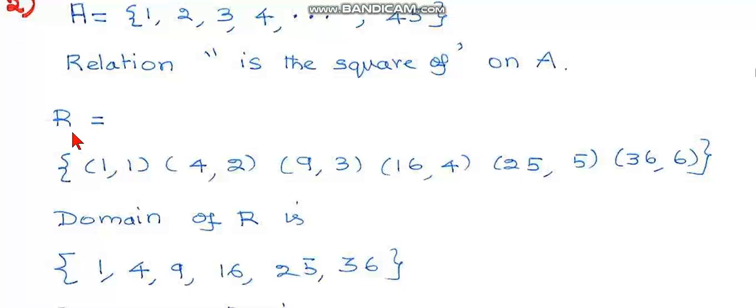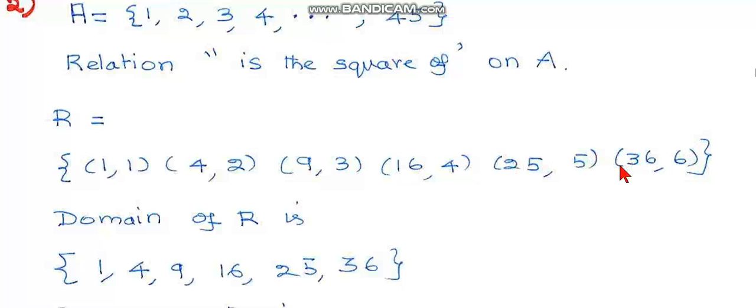So the relation R is (1, 1) because 1 is the square of 1. Then we go to 4, because we can't write 2 as the square of any number in the set A. So (4, 2). Then because 4 is the square of 2, 9 is the square of 3, 16 is the square of 4, 25 is the square of 5, 36 is the square of 6.